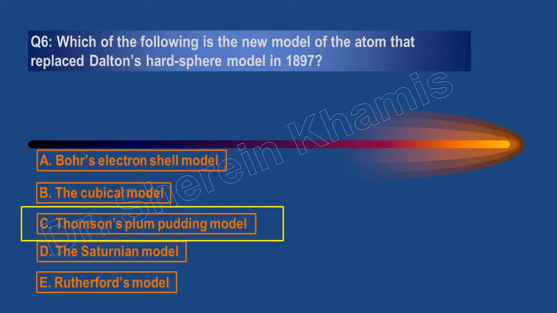Dalton called the atom a solid particle, and explained that there are negative charges, which we call electrons. After that, Thomson explained the plum pudding model, in which there is a positive charge with the negative charges embedded in between it. Okay, let's go to question number 7.